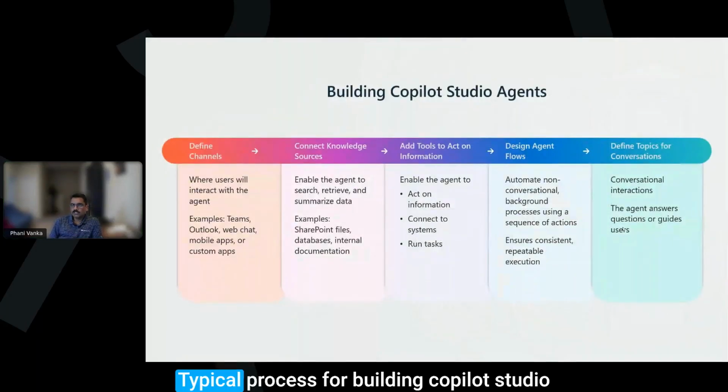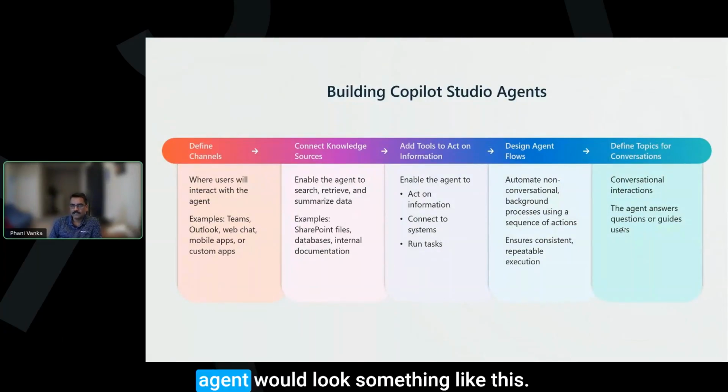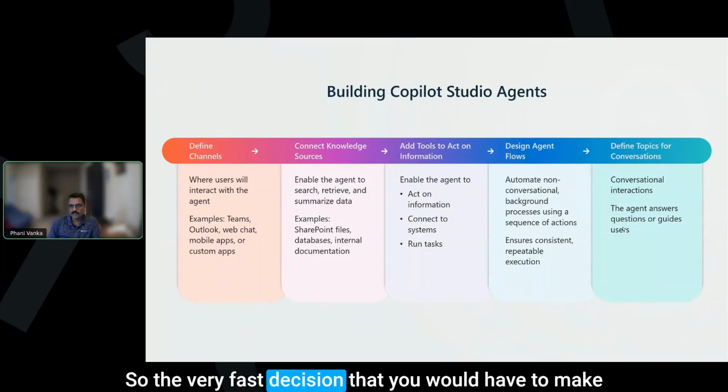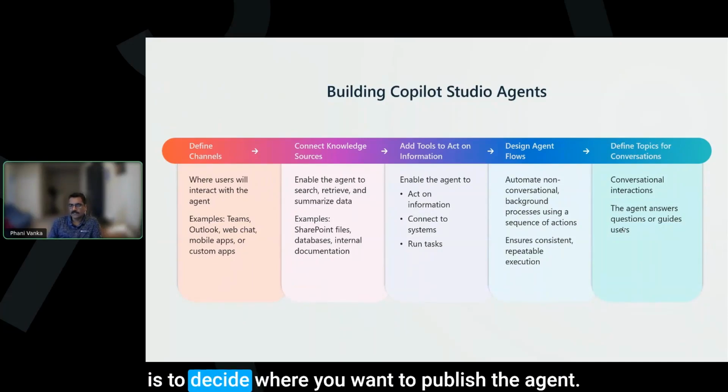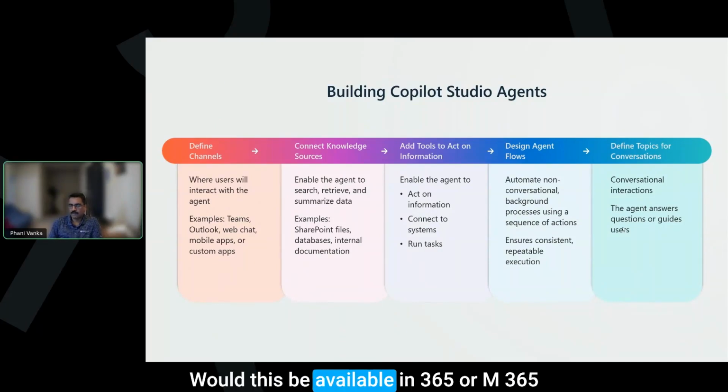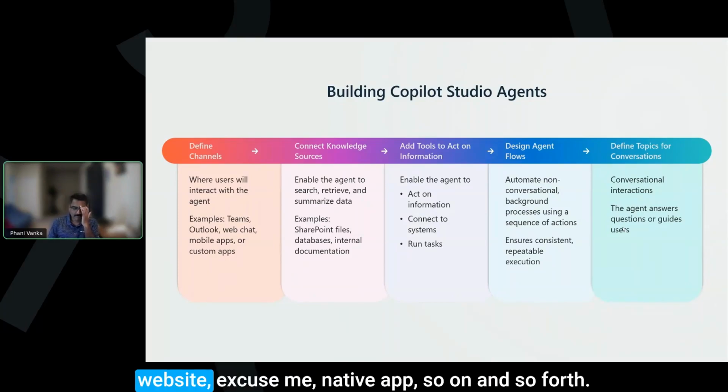A typical process for building a Copilot Studio agent would look something like this. The very first decision you would have to make is where you want to publish the agent. Would this be available in M365 or Teams, which is the default option, or you can publish it to SharePoint, a custom website, a native app, and so on and so forth.